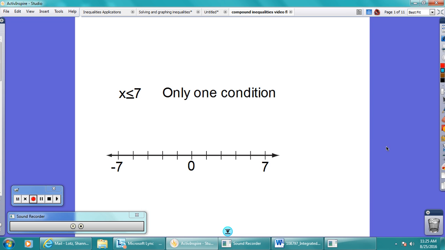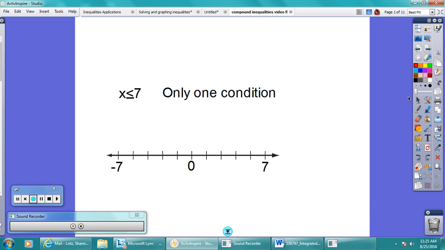Okay, students, now we're going to start talking about a different kind of inequality, a compound inequality. Up till now, you've worked with an inequality that needs to satisfy only one condition. For instance, x only needs to be less than or equal to 7. That's just one condition that needs to be met.